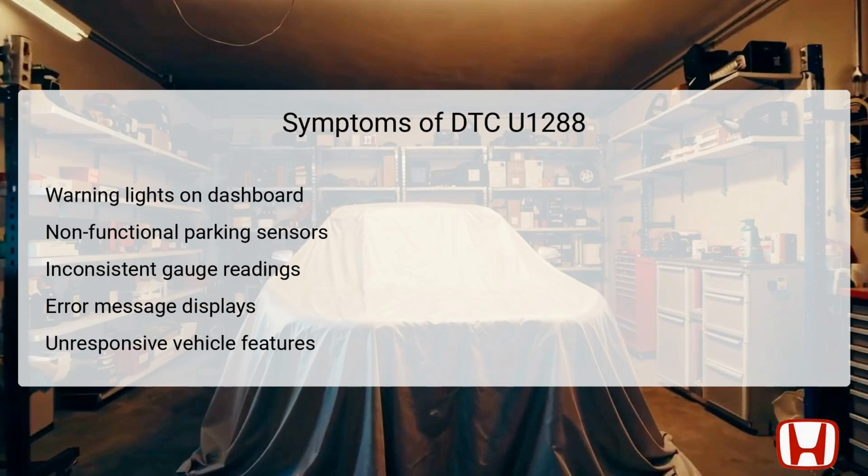Inconsistent gauge readings can also occur, causing confusion over vehicle conditions such as fuel levels or engine temperature. Error messages may be displayed on the interface, providing an indication that there is an issue to be addressed. Moreover, features that depend on communication between the gauge control and parking sensor modules may become entirely unresponsive, indicating the importance of diagnosing this error promptly.